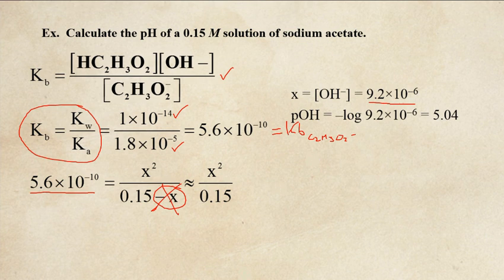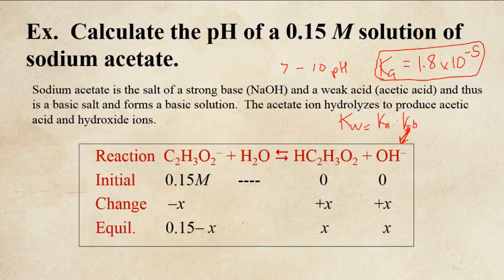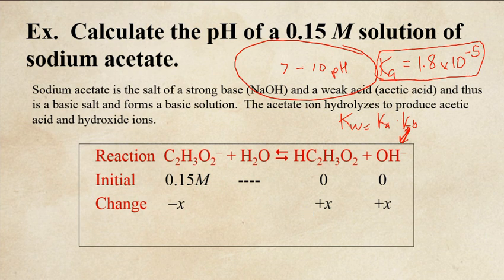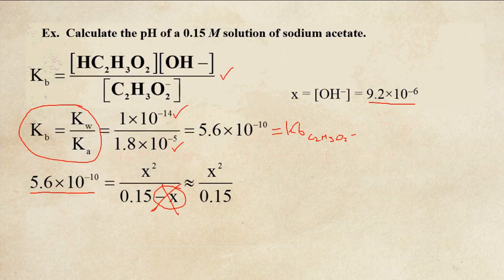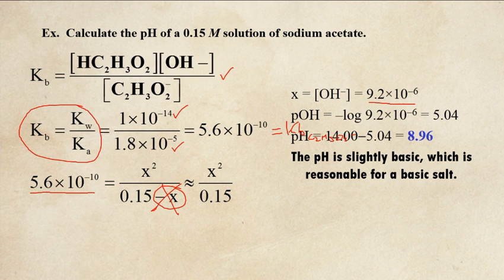Is that within our expected range from the question start, 7 to 10? Yep. So let's go with that. That feels good. So again, you're checking the value at the end to determine if what you predicted is true, to get an expected general pH or pOH. And in this case, it was great.